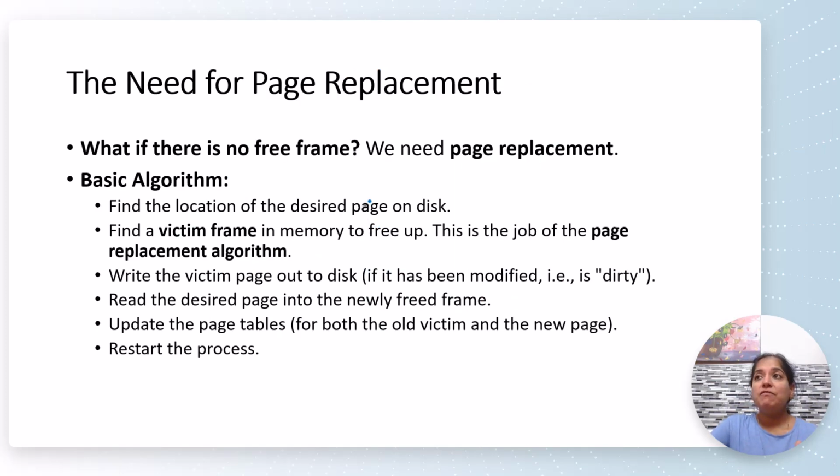So if there are no free frames, then what to do? In that case, we need to replace one of the existing pages. For this, we need to find a victim frame in memory to free up, and we do this by using the page replacement algorithm. Write the victim page out to disk if it has been modified. Then read the desired new page into the free frame. Again update the page table and restart the process.